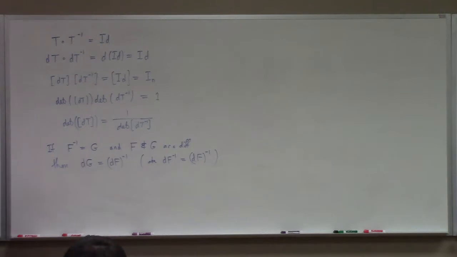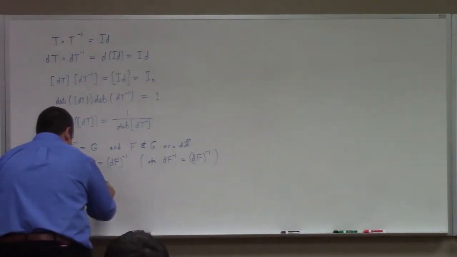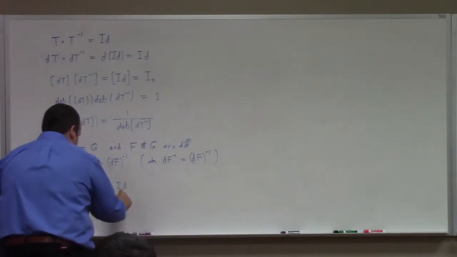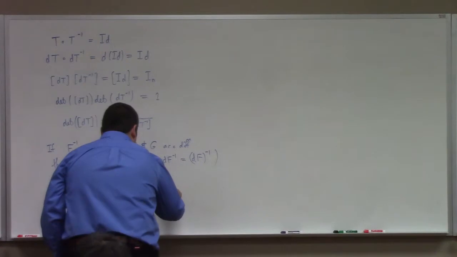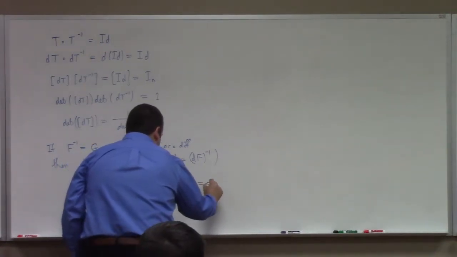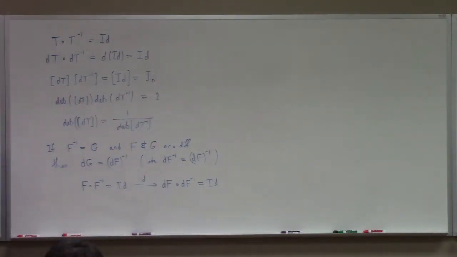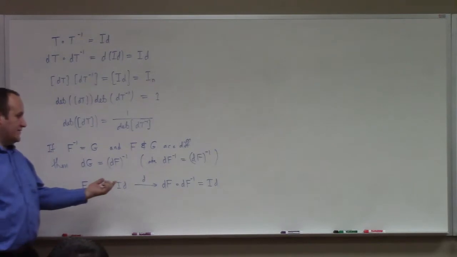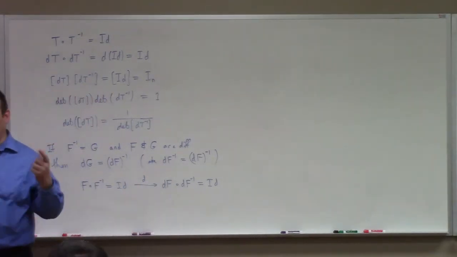But this is a straightforward consequence of just differentiating f composed with f inverse equal to the identity, right? So just differentiate that. The chain rule tells me that df composed with df inverse is equal to the identity, because the differential of the identity is the identity. But if we have the composite of two transformations as the identity transformation, that says that they're inverses. Of course, we have the opposite.